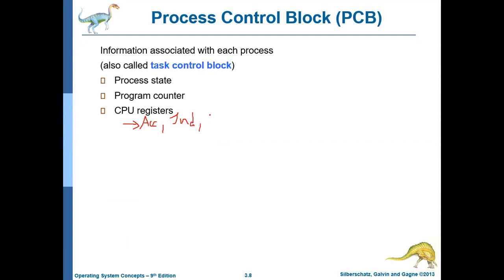Let us understand what these three registers are. First, let me start with the accumulator. The accumulator is a special purpose register in the CPU which is used by the processor to store the intermediate results of arithmetic and logical operations.